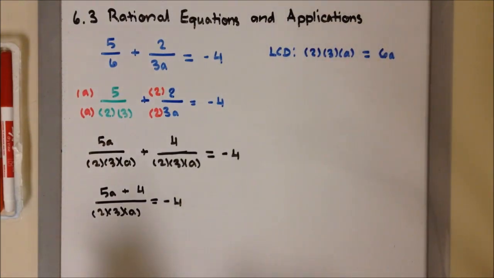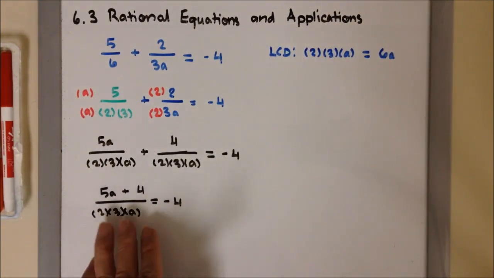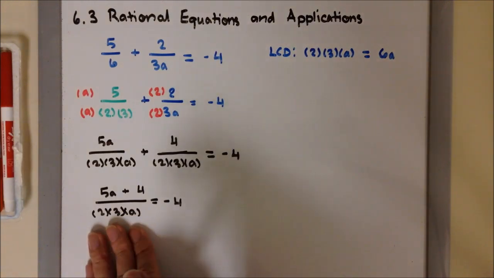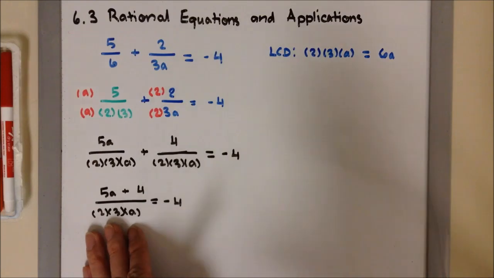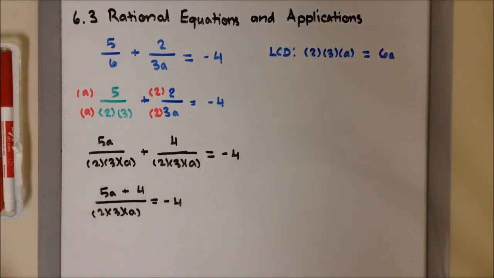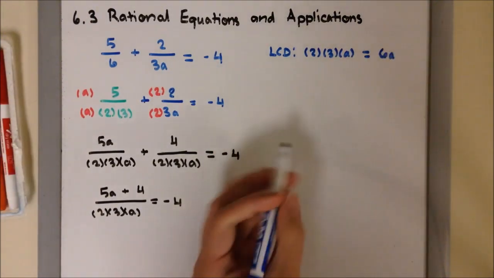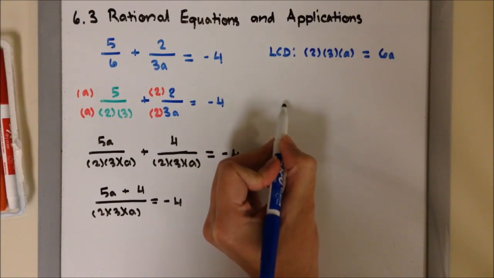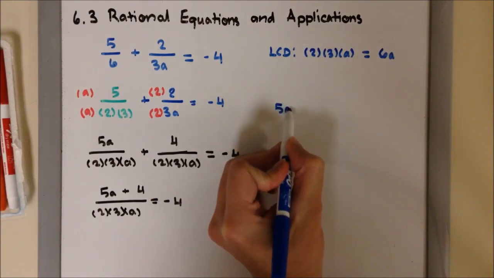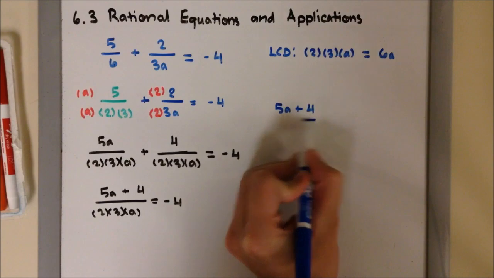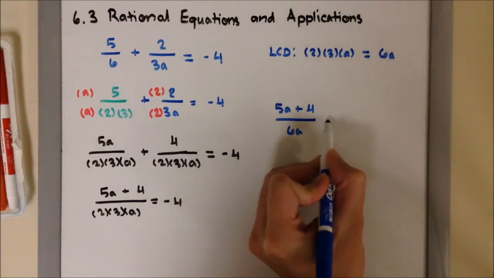Alright, now here we can continue working, and it's going to be the same process as the previous examples, but in the following examples the steps are going to be much different. But again, the process is going to be the same. So here, I'm going to simplify the 2 times 3 times a and switch it out with my 6a. I'm going to write over here to have more room. So 5a plus 4 over 6a equals negative 4.